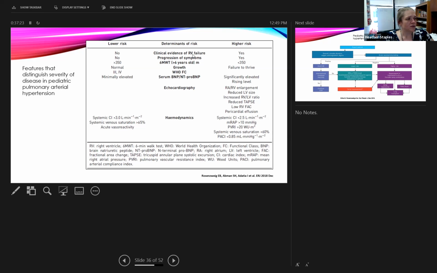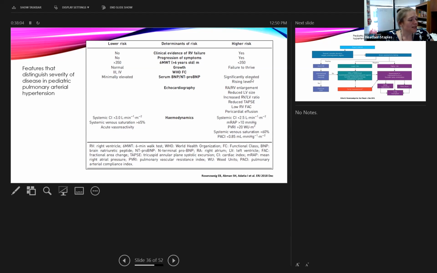So clinical evidence of right ventricular failure. Well, her echo showed low systolic function of her right ventricle, so she would be yes. Progression of symptoms, yes. We can't look at a 6-minute walk test. Growth, she was not growing great when I saw her in clinic 2 weeks before. Her functional class, she's really not able to participate in anything because even just coughing, she would desaturate. So I would say she has a high functional class. And by high, I mean poor function.